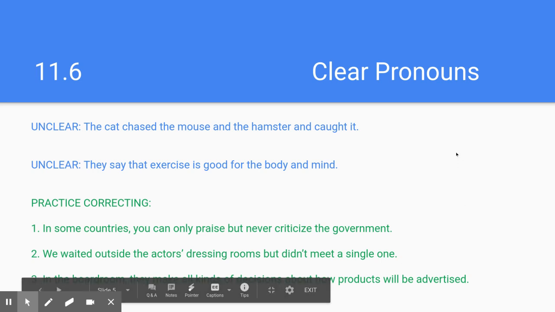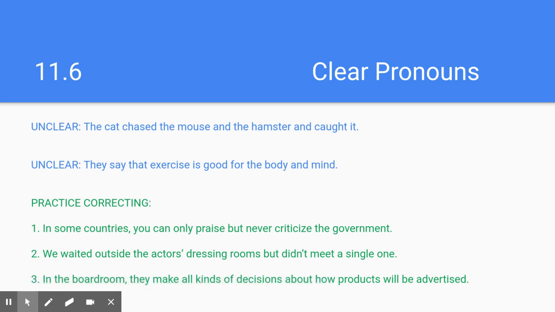Specific is terrific. And then finally, number three, in the boardroom, they make all kinds of decisions about how products will be advertised. So be more specific. Who is the they? Employees, CEOs, whatever you want to say, just be specific. Say what you mean. Okay.